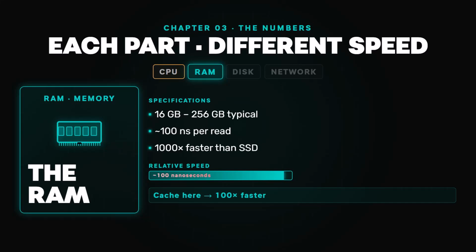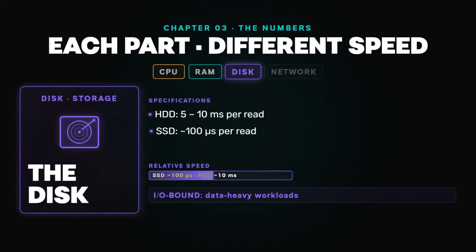The catch: RAM is small, and when it fills up, the operating system starts swapping data back to the disk. Your fast system becomes a slow one almost instantly.